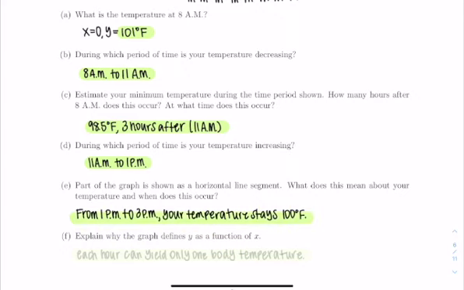And then explain why the graph defines y as a function of x. So if you think about it, one, it passes the vertical line test, but this is talking about time and my body temperature. There's no way that I can be two body temperatures at once. So each hour can only yield one body temperature.